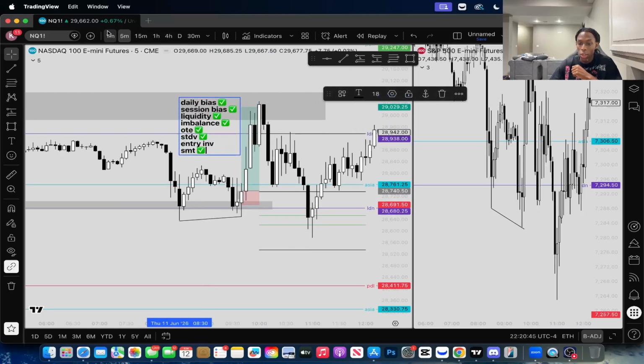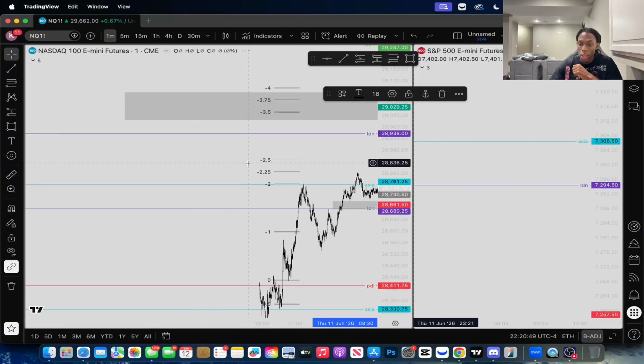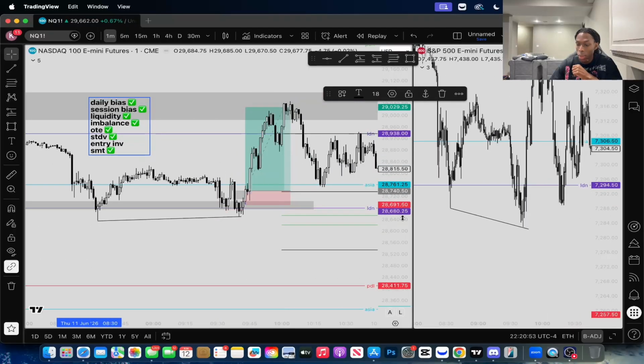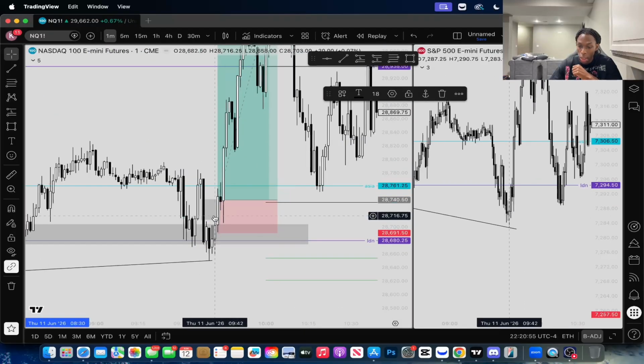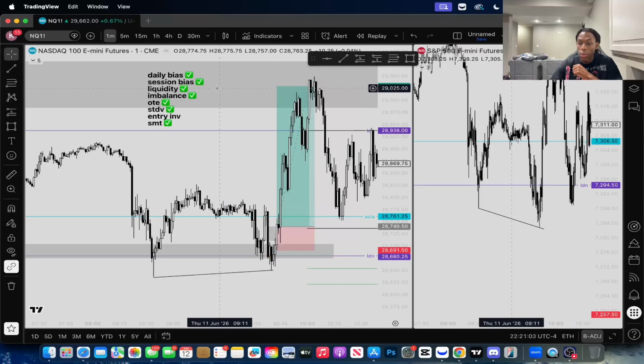And let's look for our entry inversion on the 1 minute. Where we at? Entry inversion on the 1 minute. There's your entry inversion. Boom, take the entry and ride this thing. We rode it past London high up into this. This is a 15-minute imbalance.